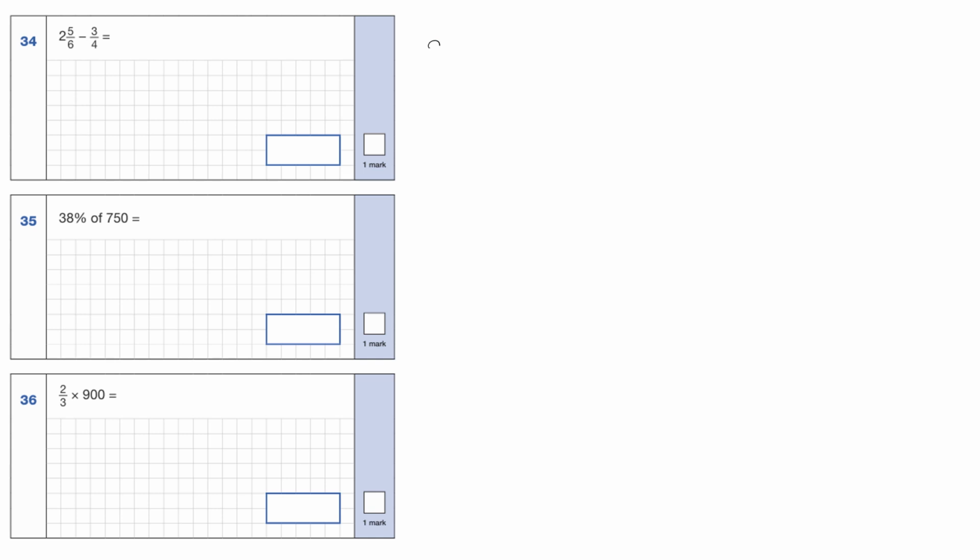So this question, we've got 2 wholes, 5/6, take away 3/4. Make it the same. So the denominator here, I'm going to change it to 12. And I can times it by 2 and you can multiply that by 3, right? That means it's 2 wholes, 10/12s, take away 9/12s. Just 2 whole and 1/12.